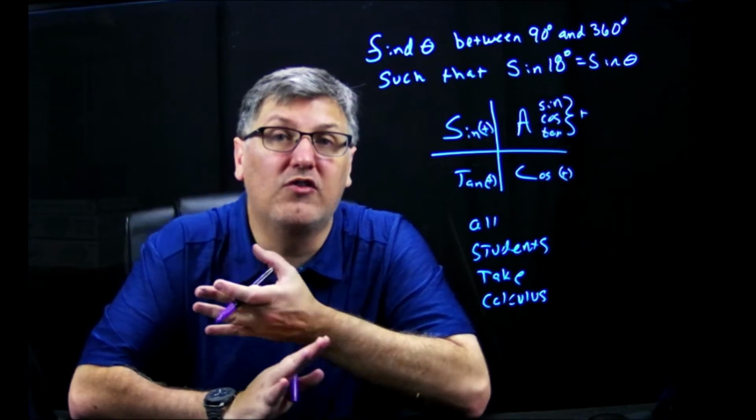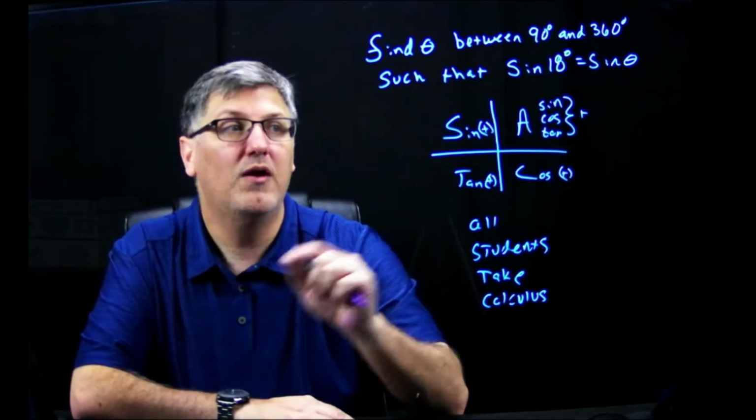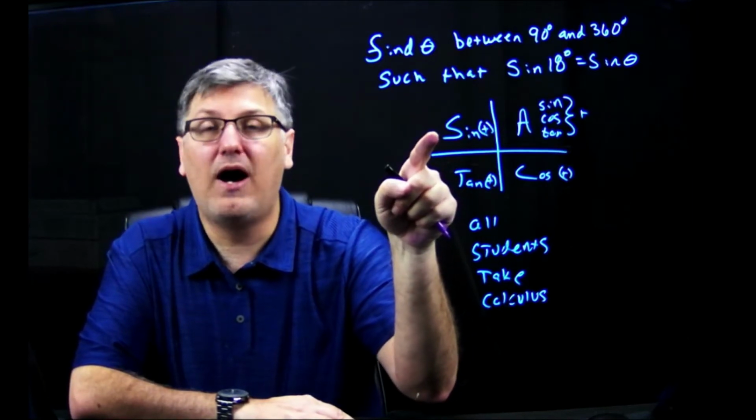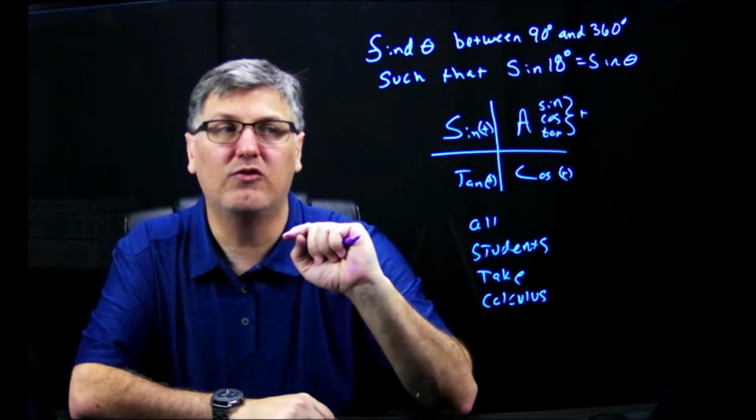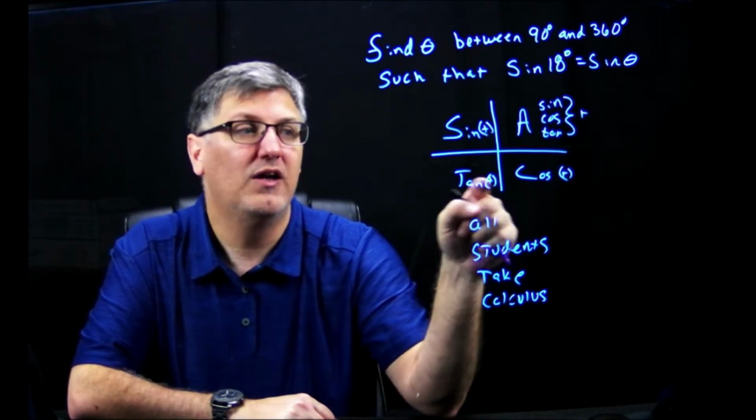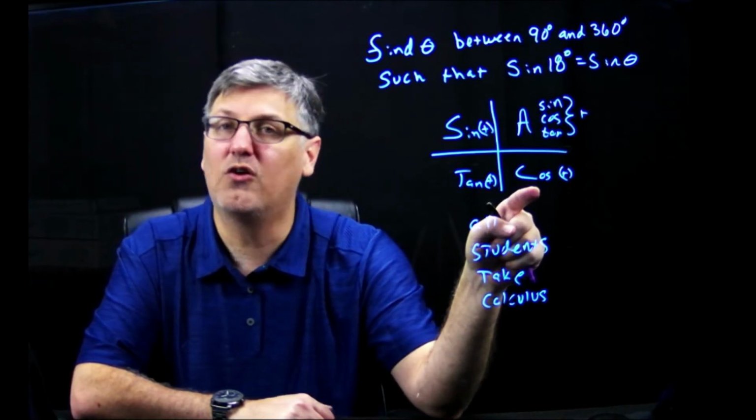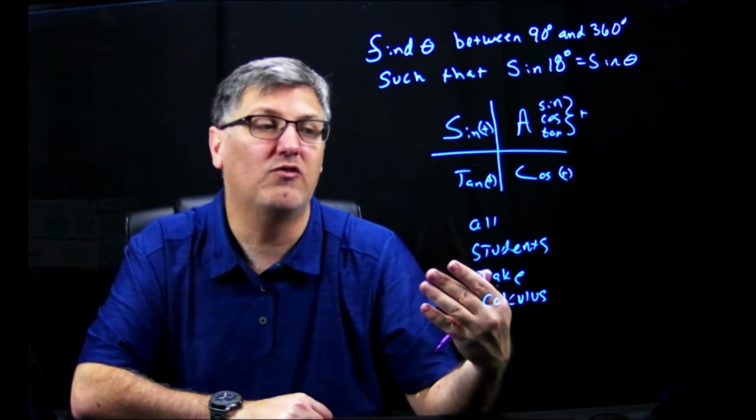Well, if we know where everything's positive, we also know where everything's negative. Nothing is negative in quadrant 1. But here, my other two, cosine and tangent, are going to be negative in quadrant 2. Here, my sine and cosine are going to be negative. And here, my sine and tangent are going to be negative. So if I know where everything's positive and everything's negative, I can figure out what quadrant this is in.